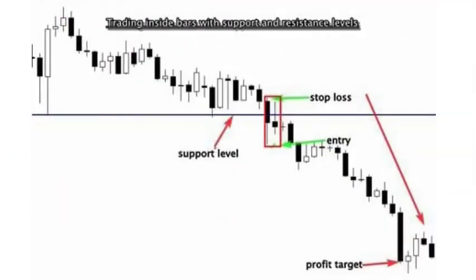Technical analysis can be very complicated if you don't focus on the most important basics such as support and resistance levels. These areas represent a psychological level where the game is played between buyers and sellers. Now, if sellers overcome buyers, they will push the price below the support level.